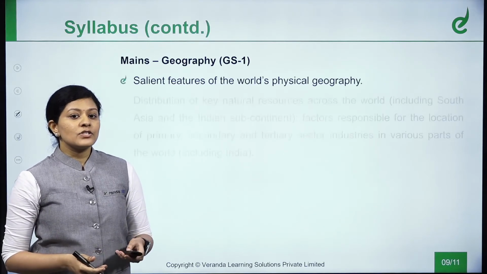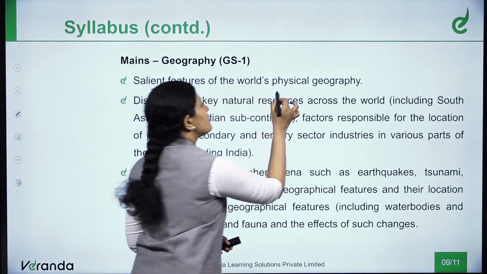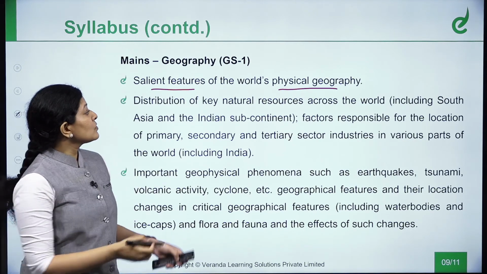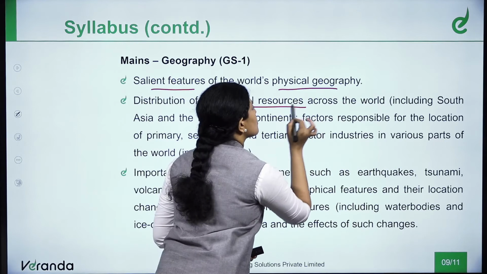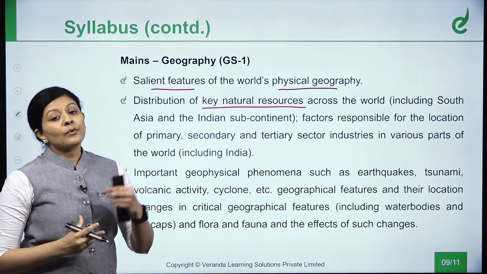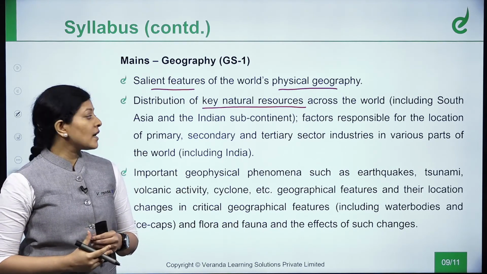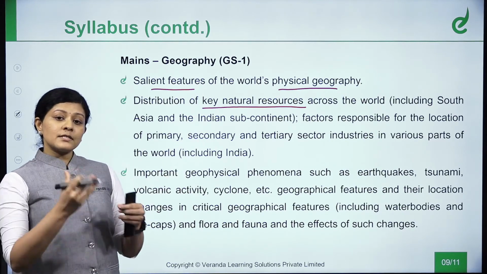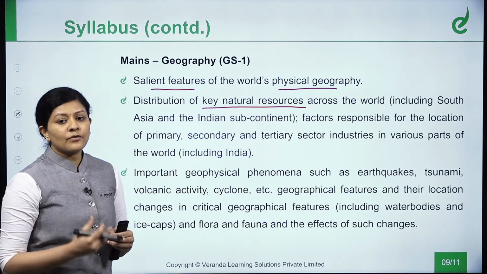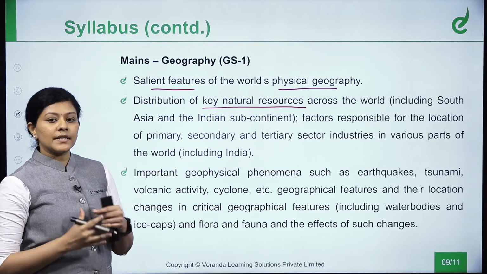Now we shall see the mains geography syllabus. We will see the salient features of world physical geography, like oceanography, geomorphology, climatology, etc. And we will also see the key natural resources across the world. Natural resources, in the sense of why wine is so famous in France, and why spices are famous in India. What are the reasons behind those natural resources getting formed? We also know that the Arabian Peninsula is famous for its rich oil reserves. Those key natural resource distributions will be studied in this part.